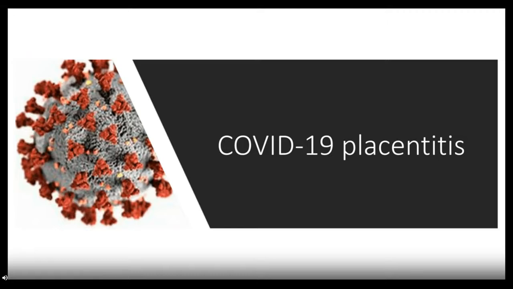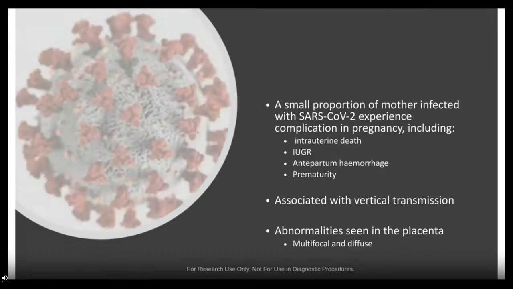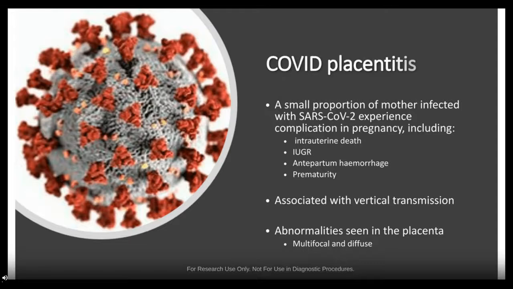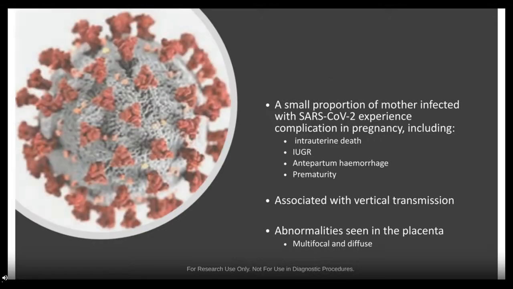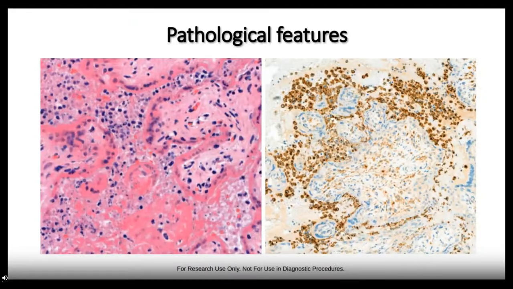We're going to move on now to show you some very emerging recent data from our group for COVID-19 placentitis. So, a small proportion of mothers that are infected with SARS-CoV-2 unfortunately experience complications in pregnancy that can include intrauterine growth retardation, hemorrhage, premature birth, and unfortunately intrauterine death of the infant. There's various abnormalities seen in the placenta when this occurs.